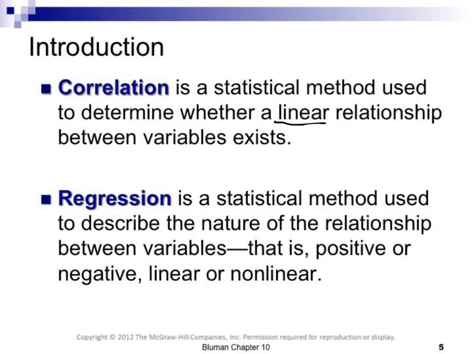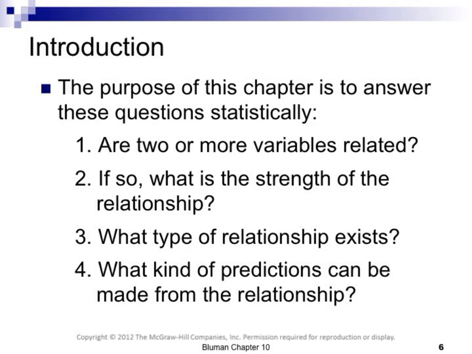So we're looking for the data, as you plot it on a graph, to trend in one direction or the other in the shape of a line. Regression is a statistical method used to describe the nature of the relationship. It can be positive, negative, linear, or nonlinear, and there can be no relationship. And so we're going to answer these questions. Are two or more variables related? If so, how strong is that relationship? What type of relationship is there, and what kind of predictions can be made from the relationship?